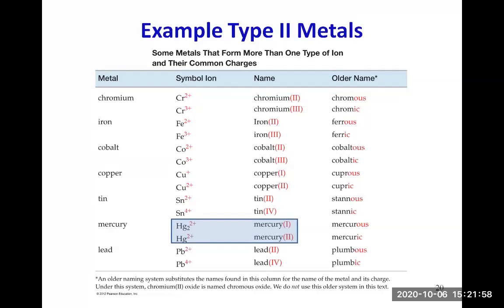Mercury is a special case because it can be mercury(I) or mercury(II), but mercury(II) has a 2+ charge, and it's a regular way of having an ion here. But mercury(I) has 2 atoms of mercury bonded together, and those 2 atoms bonded together carry a 2 positive charge. So it's coming down to 1 positive charge per atom. So that's why it's called the mercury(I), you know, when it's that ion with 2 mercury bonded together.